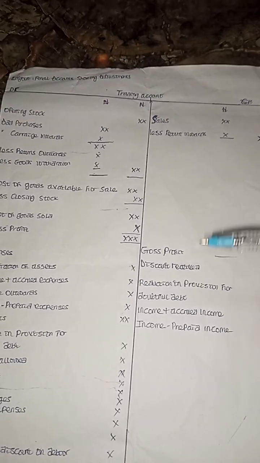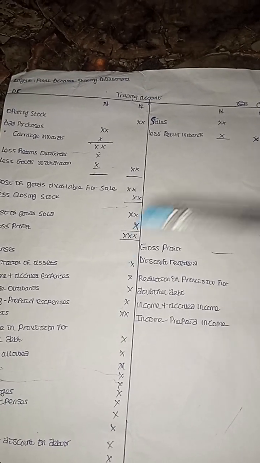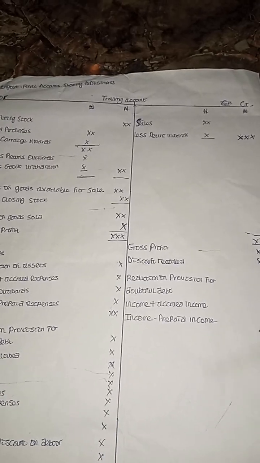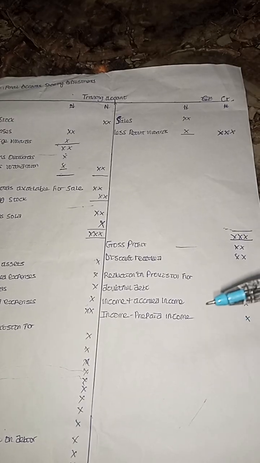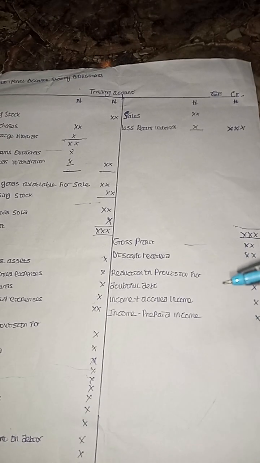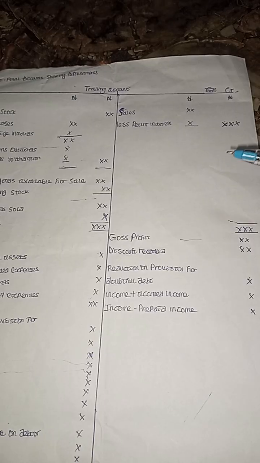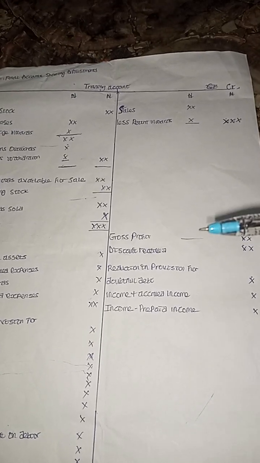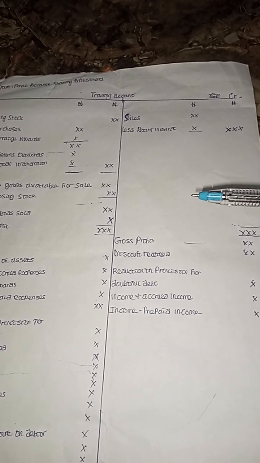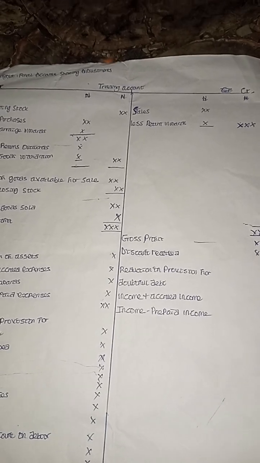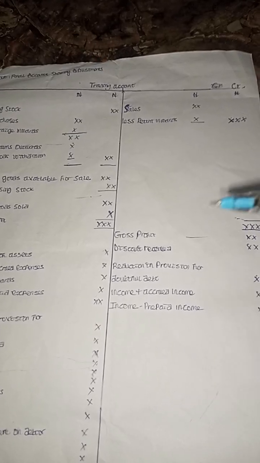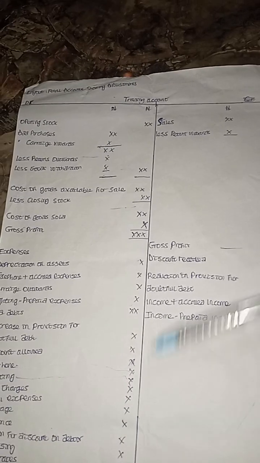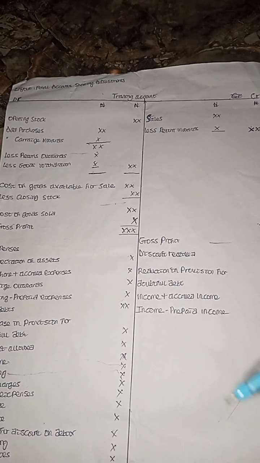Then we also have our income side, which is the gross profit, carried forward to the credit side of our trading profit and loss account. Our discount received cannot be overlooked here. Like I said before, we can have either an increase in provision or a decrease in provision for bad debt. So we have a reduction in provision for doubtful debt, accrued income, and prepaid income. These are adjustments in the profit and loss account.